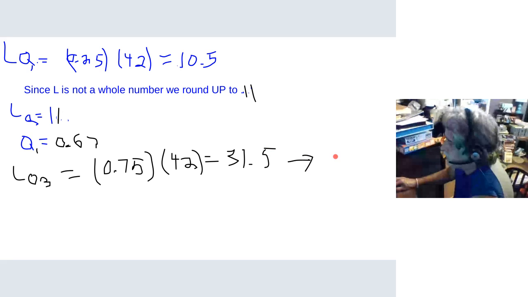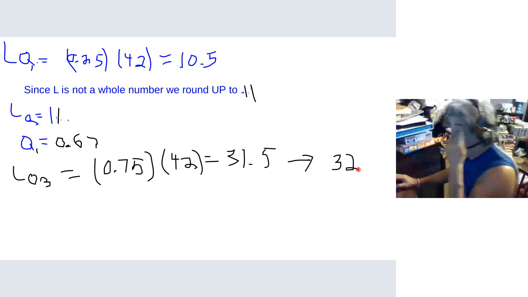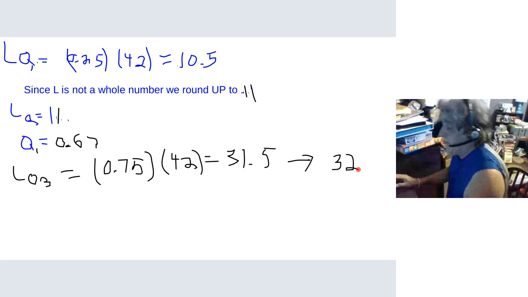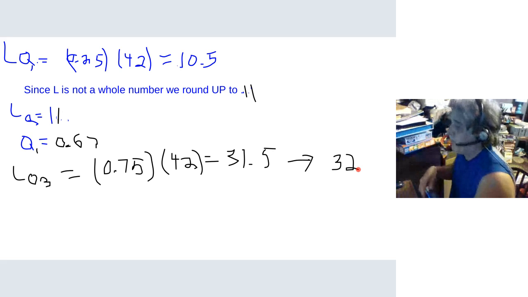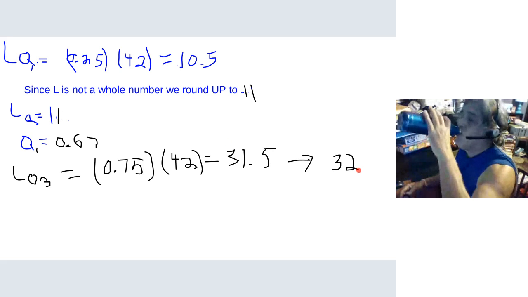Bump up to 32. You always have to go up to the next whole number. If it's a whole number, you can keep it there. But if it has any partial amount, you bump up. So 32nd position.